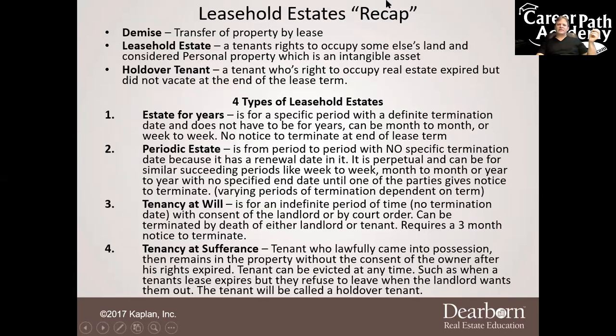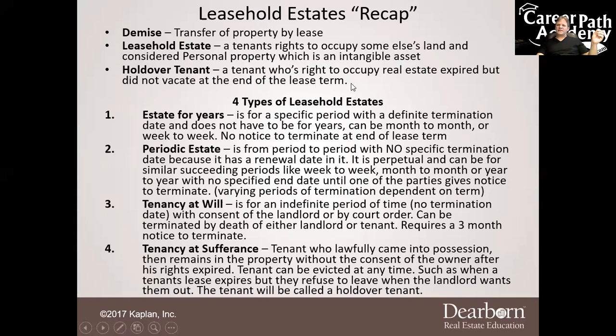Now, every lease has, here's the recap. Here's a nice slide with everything there. Every lease has the demising clause. A transfer of property by lease is known as demise. You don't confuse that with devise, which is a transfer of property by will upon death. Demise is a transfer of property by lease. A leasehold estate just defines the tenant's rights to occupy someone else's property for a period of time. So a lease is considered personal property and an intangible asset.